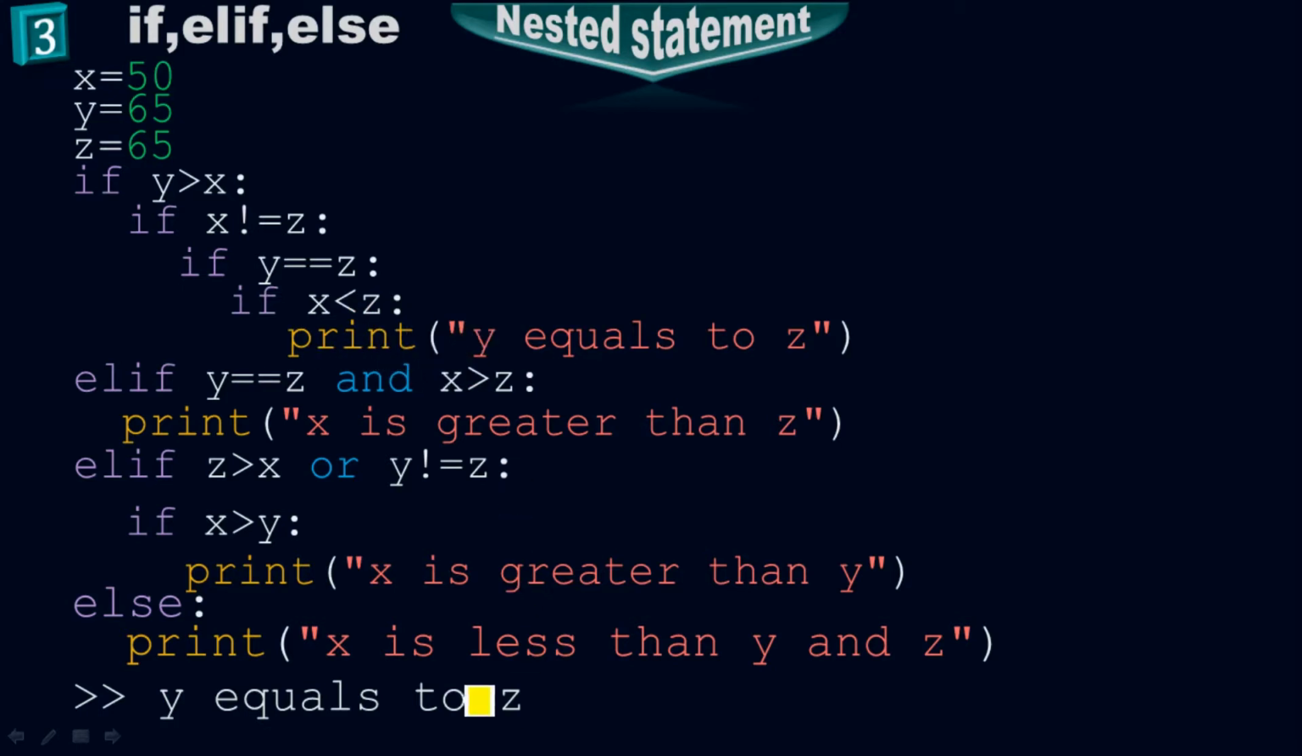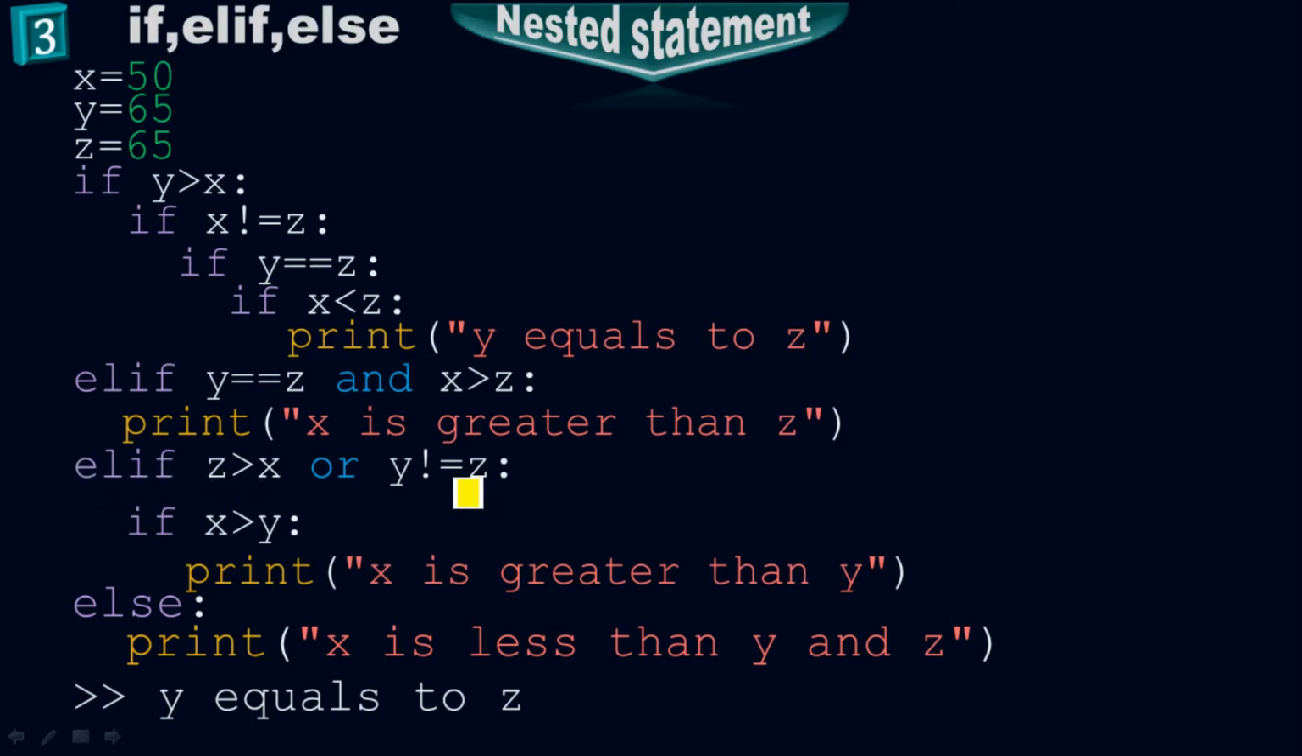In case the very first condition is not true, then the program will jump to the second option, which is elif. Similarly, if the second option is true, then the program will print this expression in the output, and the program will stop here. It won't jump to the third option. But what if the second option is not true? Then the program will automatically jump to the third option, elif.